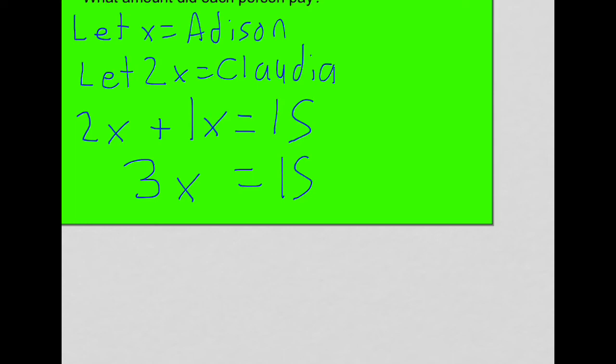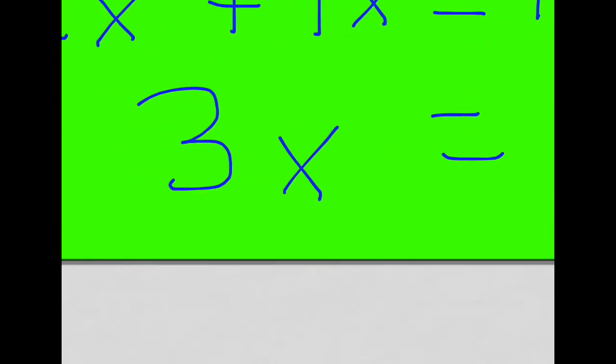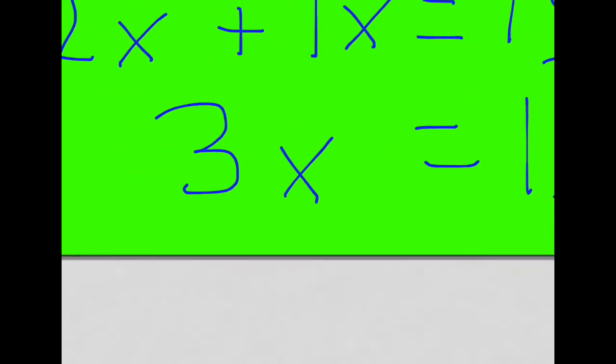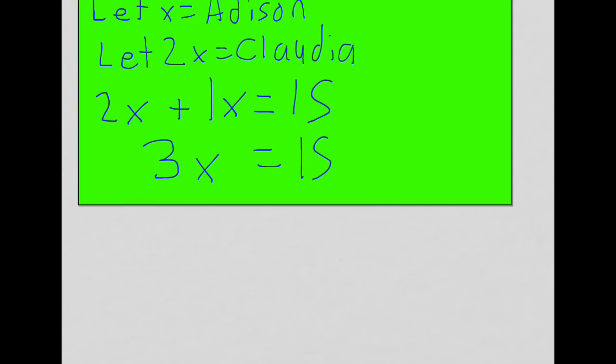We now have one of those multiplication math equations. The way we can solve it is do the opposite of what's beside the variable. Beside the variable is multiply by 3. The opposite of that is to divide by 3. And if I do it to one side, then I have to do it to the other side. And 3 divided by 3 gives me 1x, and 15 divided by 3 is 5. Or I can say x is equal to 5.